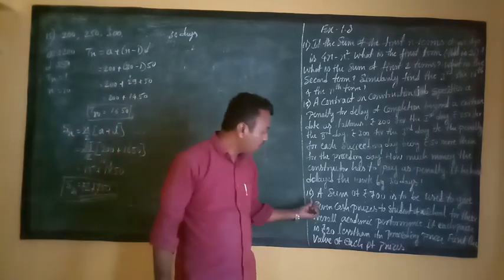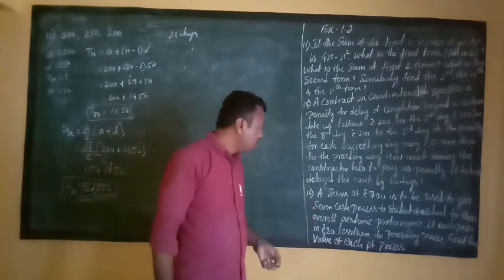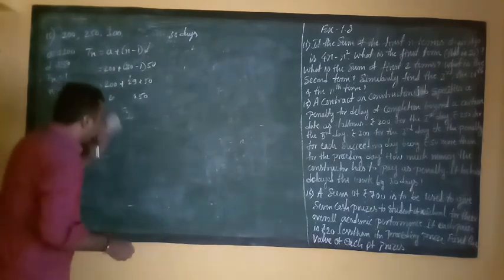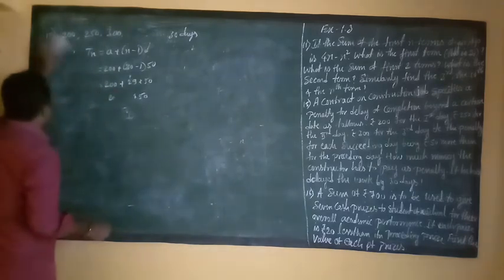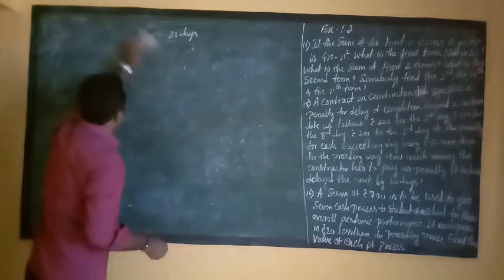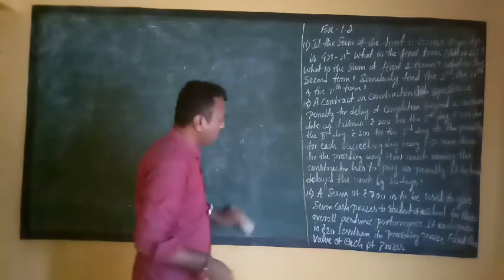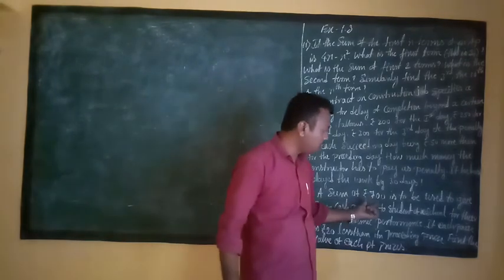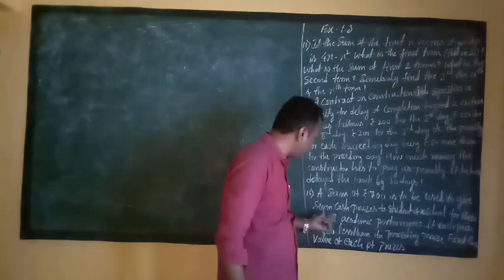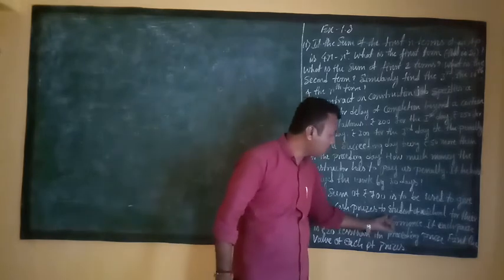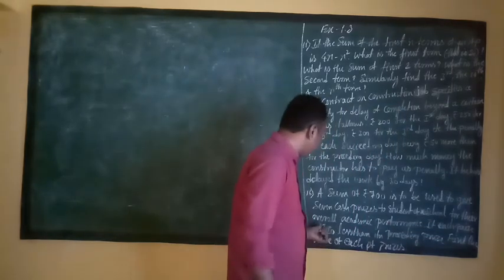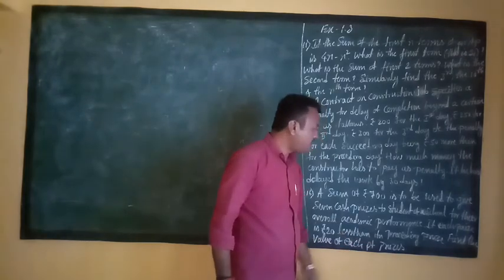Okay, next we go to question number 16. What is question number 16? A sum of rupees 700 is to be used to give 7 cash prizes to students of a school for their overall academic performance.